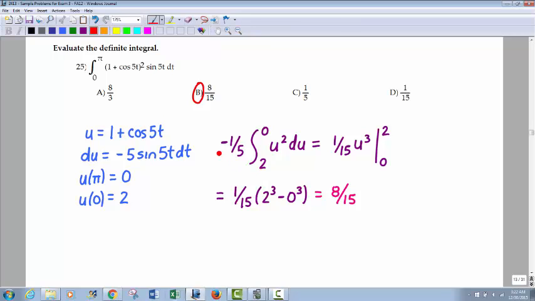Now, we have that negative 1/5, which I'll show you right here. I'm not going to rewrite this. Well, I guess I could. I've been doing it with these other ones. I'll show the divide by negative 5 here. So that's where it's negative 1/5.